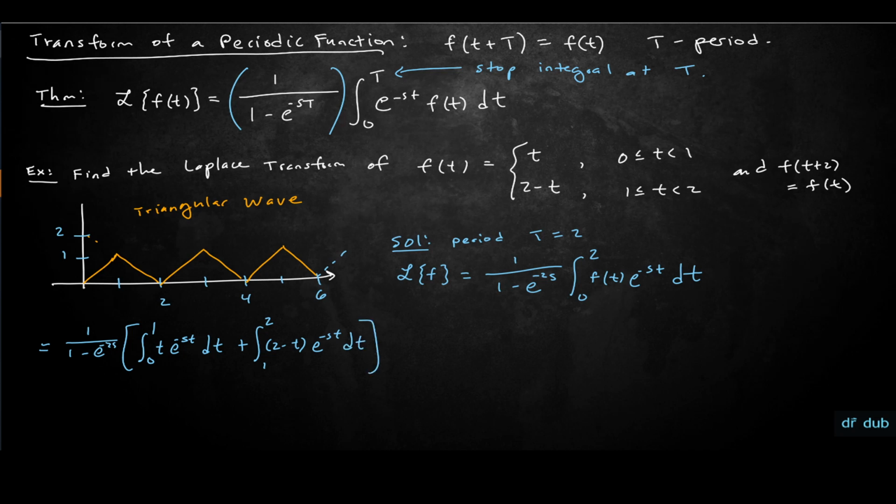And now both of those integrals have to be done using integration by parts. So t e to the negative st, evaluated from 0 to 1, with negative 1 over s e to the negative st, 1 over s squared e to the negative st, plus minus. And then same thing here, 2 minus t e to the negative st, negative 1, 0, negative 1 over s e to the negative st, 1 over s squared e to the negative st, plus minus.